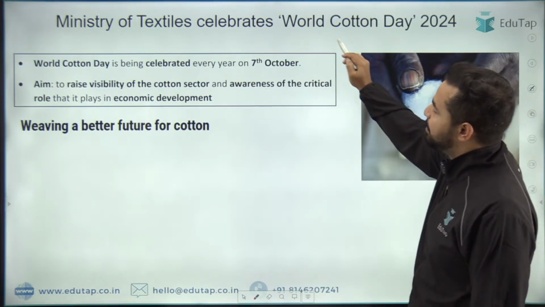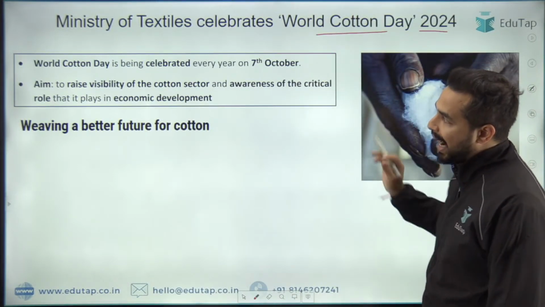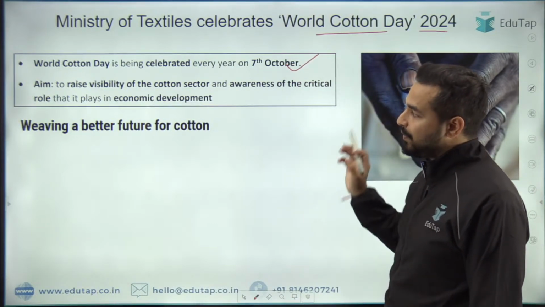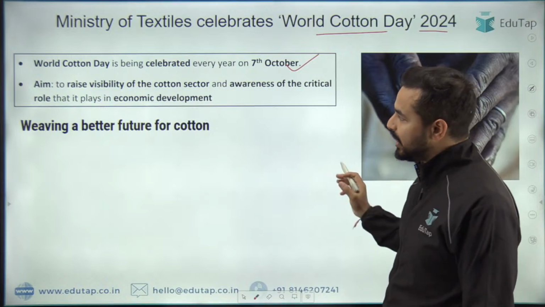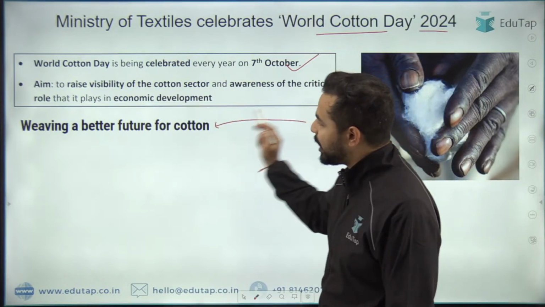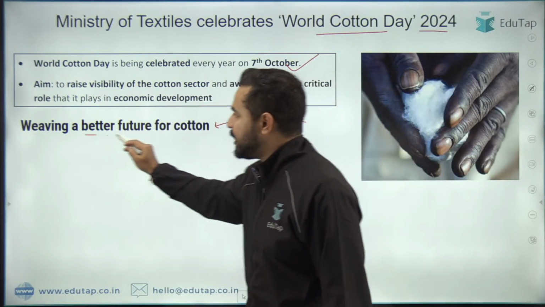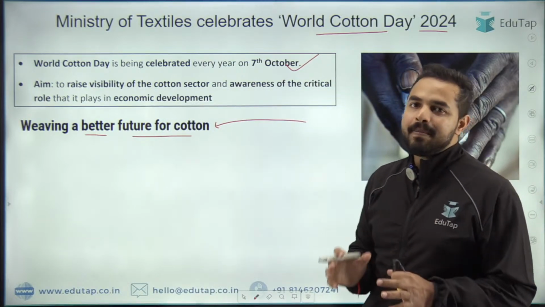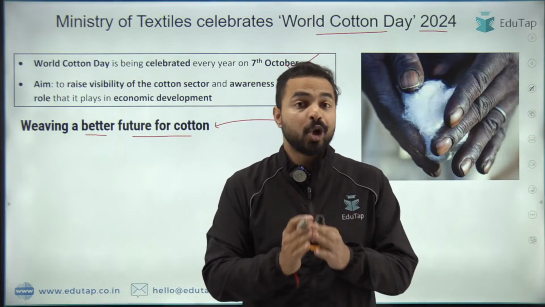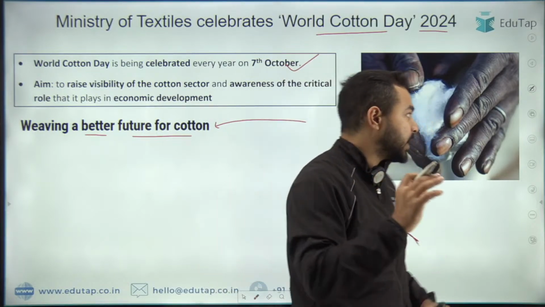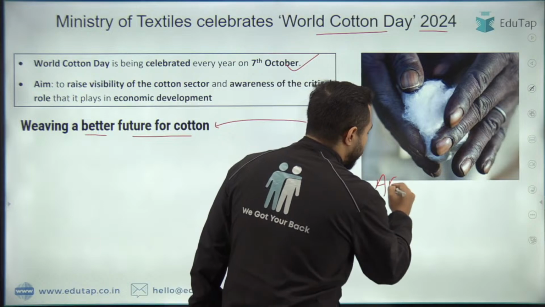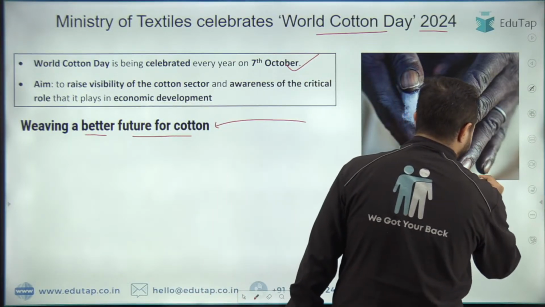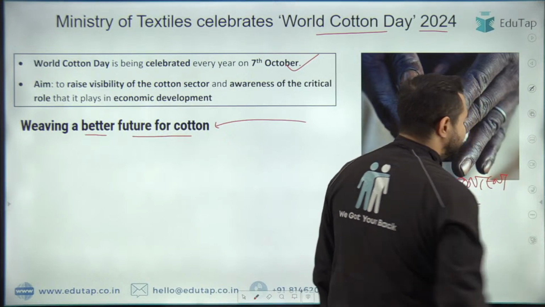So Ministry of Textile has celebrated World Cotton Day 2024, and this day is celebrated every year on 7th of October. And when we talk about this particular day, guys, this year United Nations has come up with a slogan which states Weaving a Better Future for Cotton. But let me tell you a very important point here, that this year basically marks the very first time that World Cotton Day will be celebrated in the African continent. So for the first time, World Cotton Day has been celebrated in the African continent. Okay, so this is something that we need to remember.